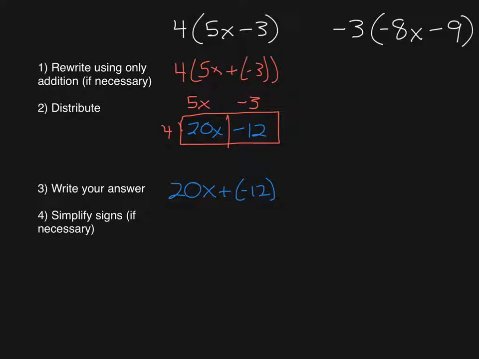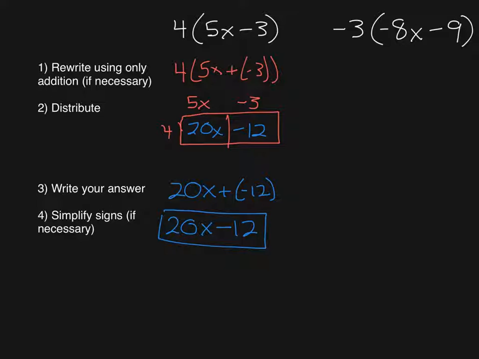And I want to simplify my signs if I can, and I do see I have plus negative 12. That's two symbols. We can rewrite that as minus 12. And now we only have one symbol to show that adding a negative. So this is the simplest version of that expression. Okay? Let's try this one right here.